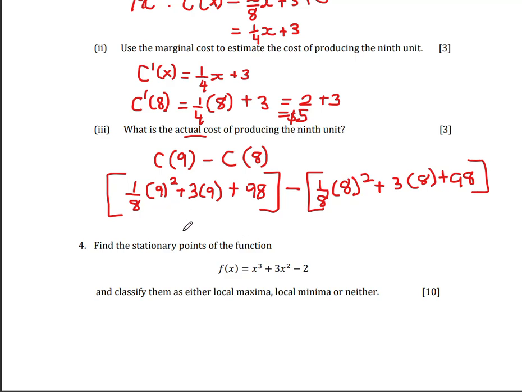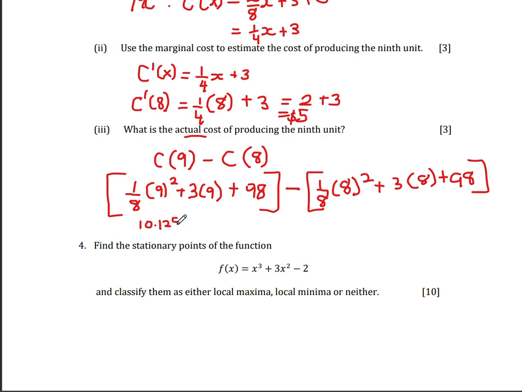So 9 squared gives us 81. And then what we'll do is divide 81 by 8. To simplify, we're going to square 9 first, which is going to give us 81, and then we're going to divide 81 by 8. So 81 divided by 8 will give us 10.125.